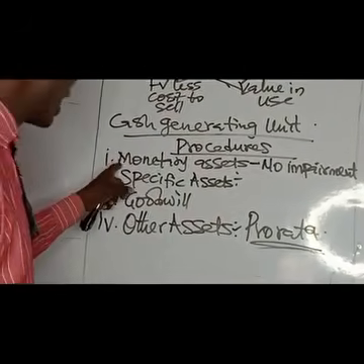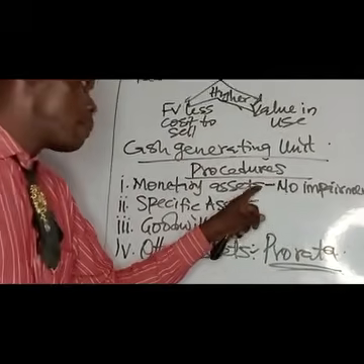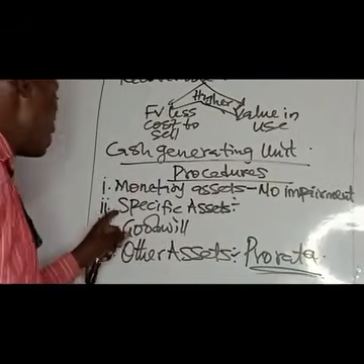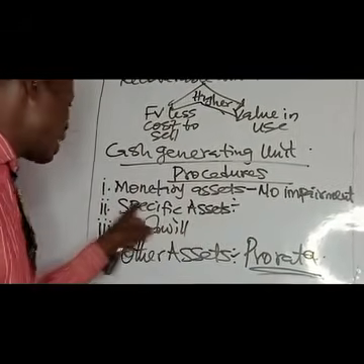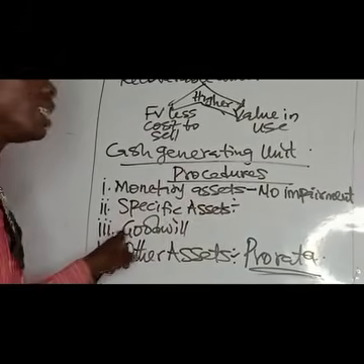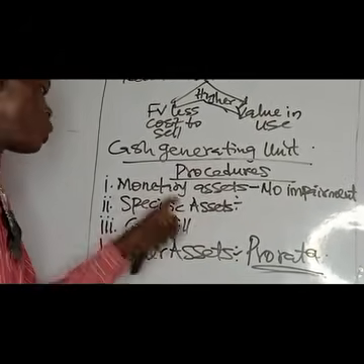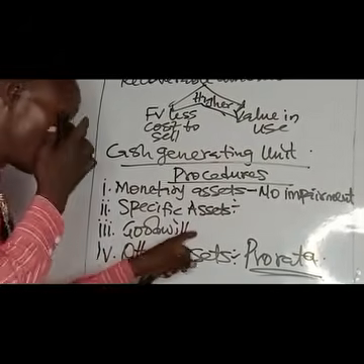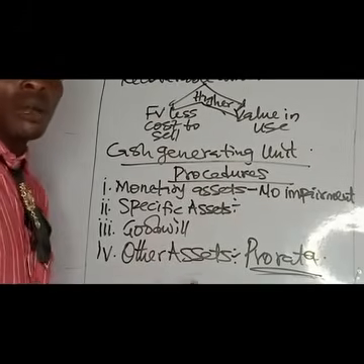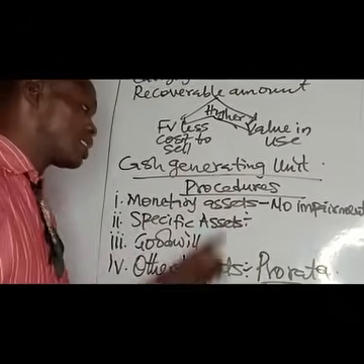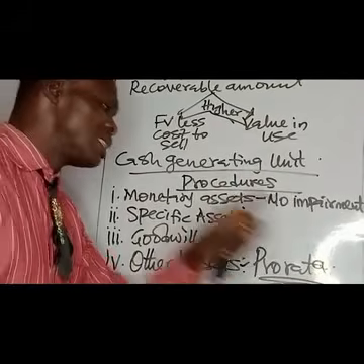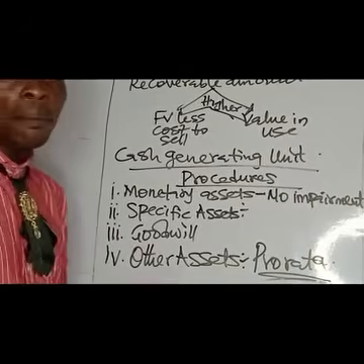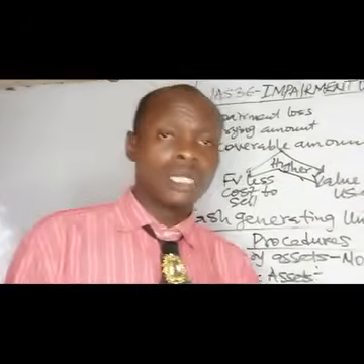The first thing to consider is monetary assets. I've told you that monetary assets should not be impaired. Then specific impairment, which should be allocated to a specific asset. That is step 2. Step 3 is the goodwill. As much as goodwill can absorb, you allocate such impairment loss to goodwill. Then after goodwill is other assets. You allocate impairment loss to other assets on a pro rata basis. So these are the steps you need to follow when you are allocating impairment loss to a cash generating unit.